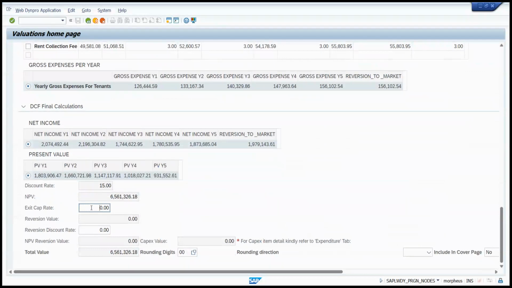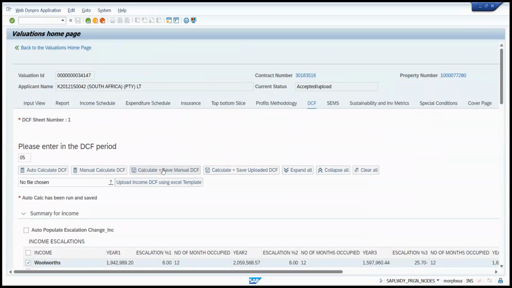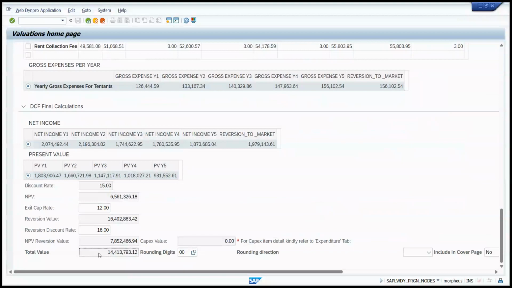I'm also going to capture an exit cap rate. Let's make that a little bit higher. Let's say 12%. We used 10% in our 1-year income cap. And we'll make the reversionary discount rate, let's say 16%. I'm going to then calculate again. And we can see that the discounted cash flow makes the total value of the property 14.4, which is slightly lower than the 15.3 million.